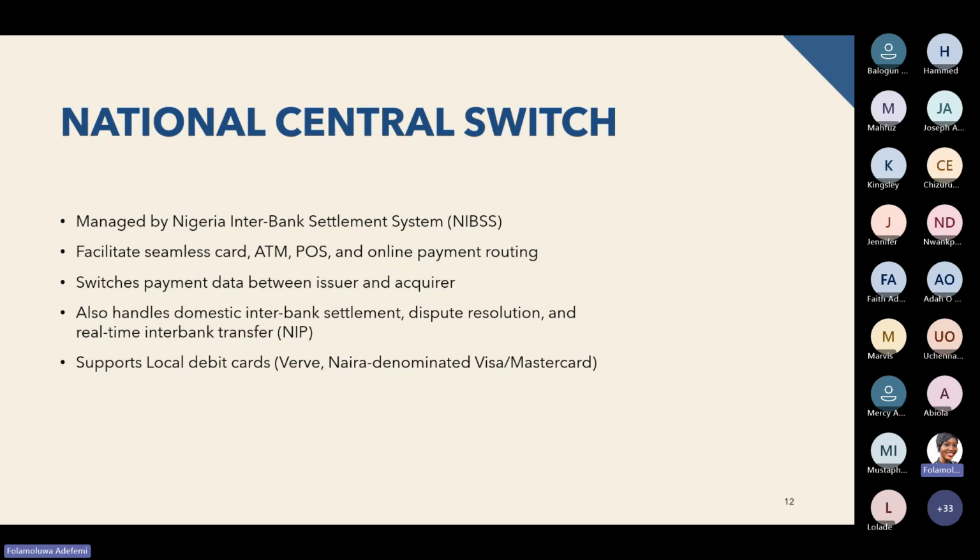Now, our national central switch in Nigeria is NIBSS. It's managed by NIBSS. I'm sure we've heard NIBSS quite a number of times. NIBSS is Nigeria's Interbank Settlement System.